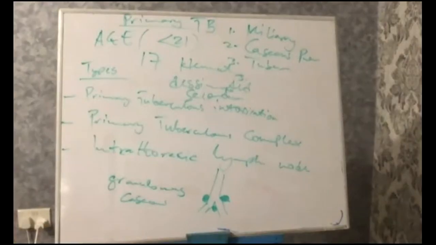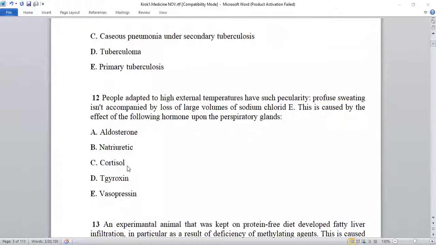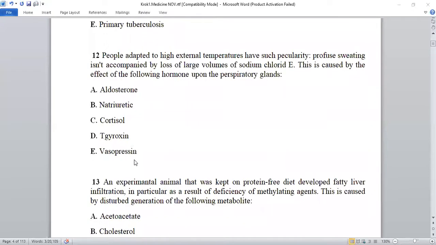And always remember the age. Please, let's move on to the next question. So who hasn't read? Nanaya, please, can you read question number 12 for us?